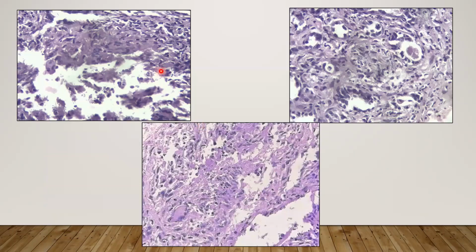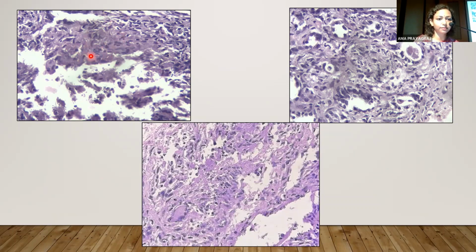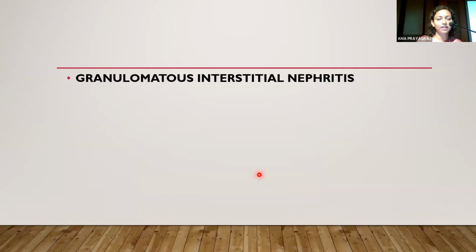So in higher power view, I think the pathologists sitting here will be able to make out some slipper-shaped cells, a small focus of slipper-shaped epithelioid histiocytes here, and then to confirm, we had a giant cell here. So a diagnosis of granulomatous interstitial nephritis was made.